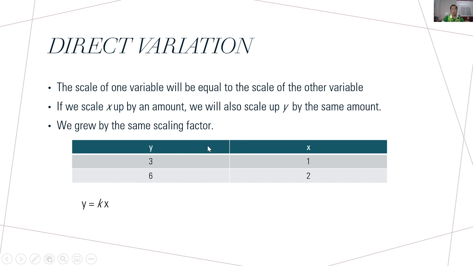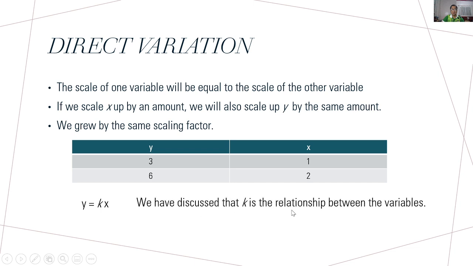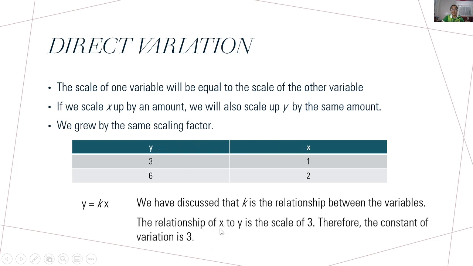But notice, what is our k here? It is the relationship between the variables, between x and y. What is their scale? The scale in this case is 3. For 1 to become 3, times 3. That will not change. 2 times 3 is 6. Therefore, the constant of variation is 3. What we are saying is that each variable will grow by the same scale factor. This is the scaling factor, within the same variable only. X alone, times 2.